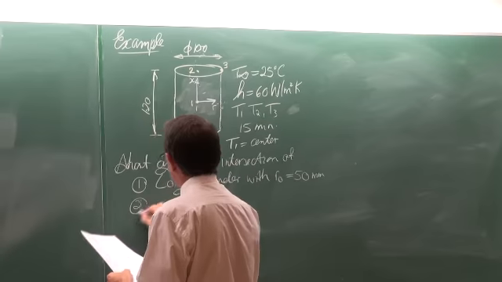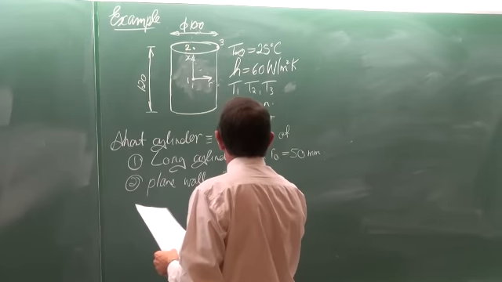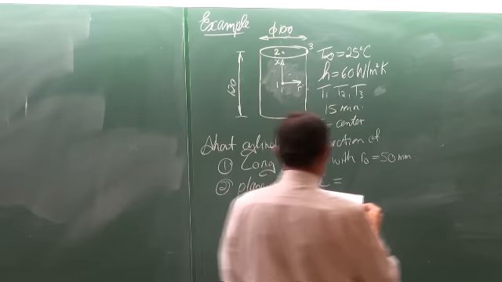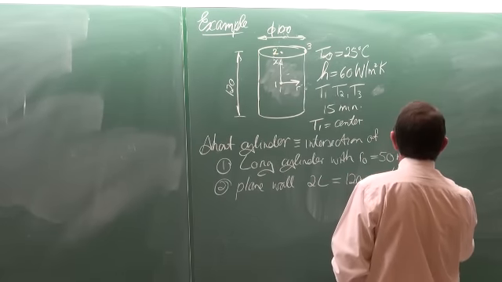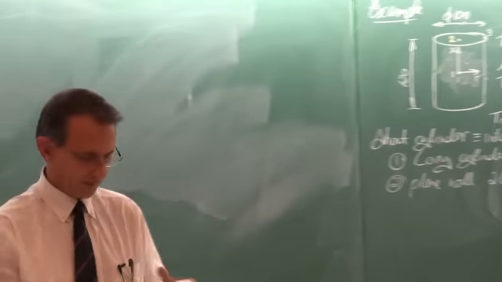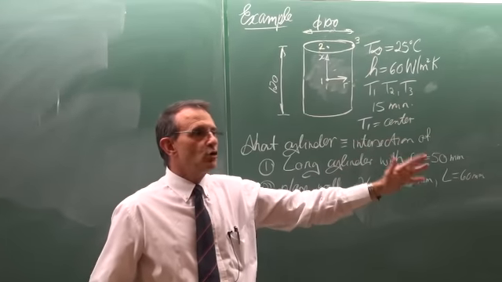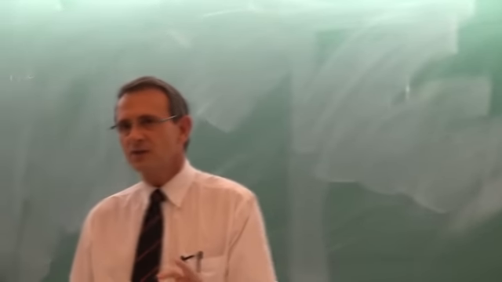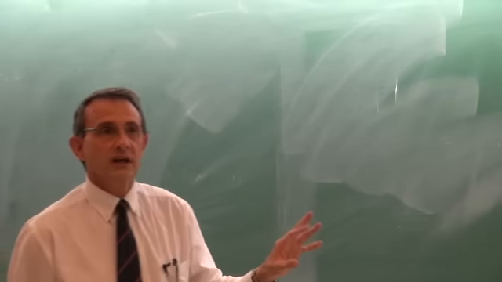And the second one is a plane wall which has a thickness of 2L of 120 millimeters, which therefore means L is equal to 60 millimeters. Okay. If you don't do this correctly, then the Biot number and everything is going to be wrong. So take a good look at the sketch, at the figure, and use the dimensions accordingly.